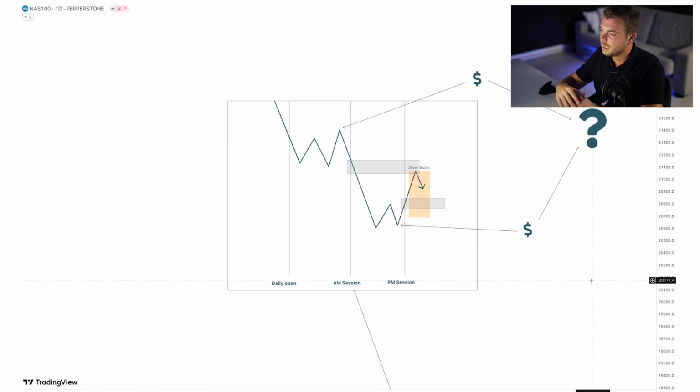But if we zoom out, we can see a very clear market structure. Everyone wants to trade lower time frames because they're fast, but without the higher time frames you will not go anywhere.